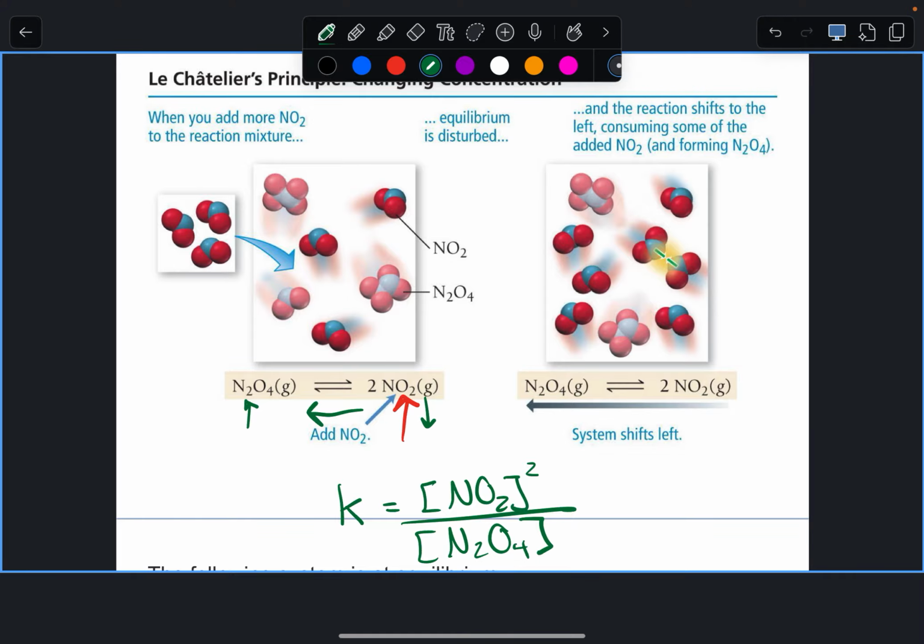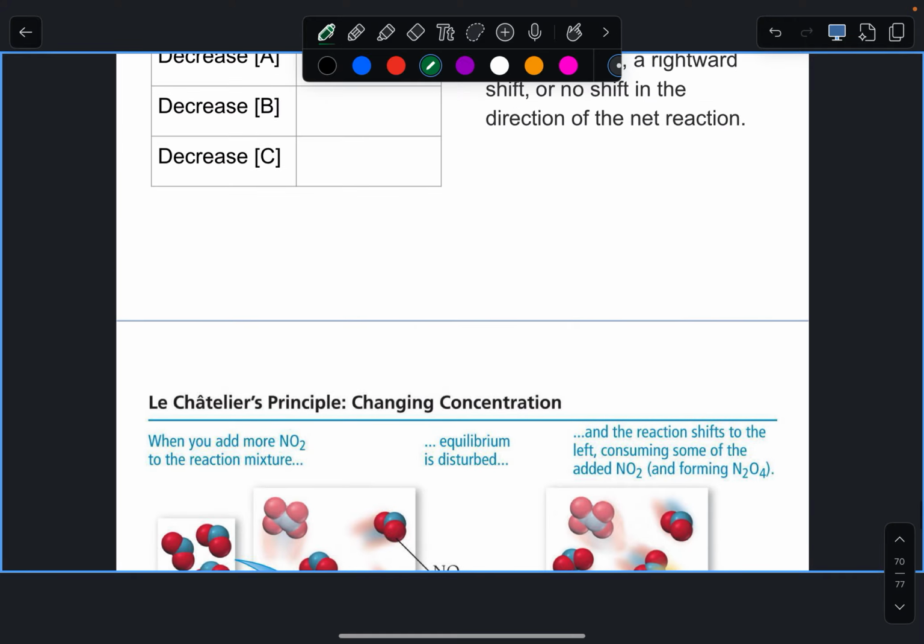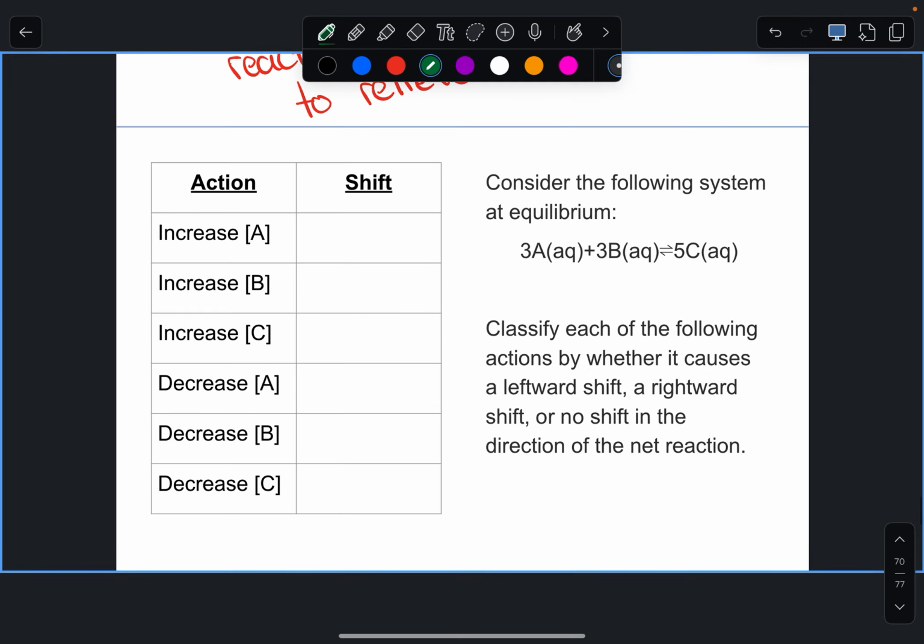All right, so let's look at this example above. Let's just do one or two of them together, and then I'll have you guys predict. So it's this very generic chemical equation. It doesn't have any meaning. I just made it up. And let's do decreasing C. We'll do that one together.